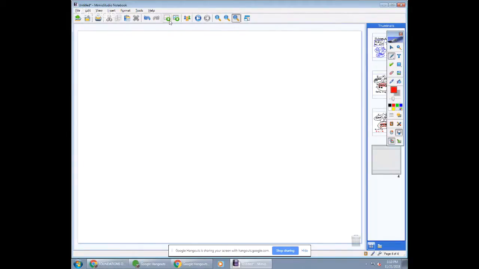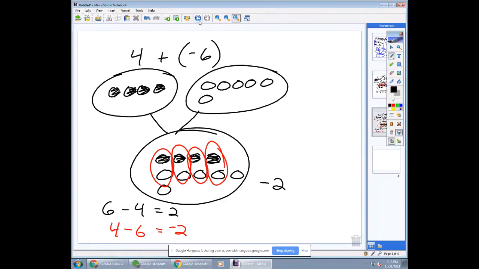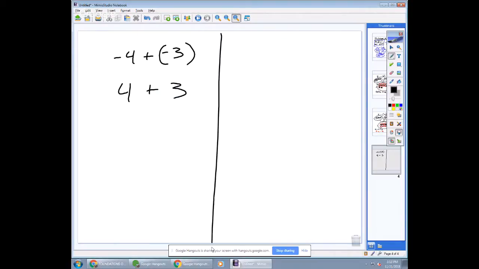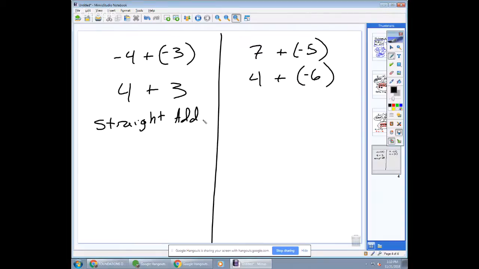So let me summarize those. We had, let's see, what's the first one again? -4 plus -3 was very similar to 4 plus 3. And then we had 7 plus -5. And I think that was kind of like, what was it, 4 plus -6? These involve the straight addition. These were very much like subtraction, okay? So what are the characteristics that the first pair has, and what are the characteristics the second pair has? So we can identify a rule.